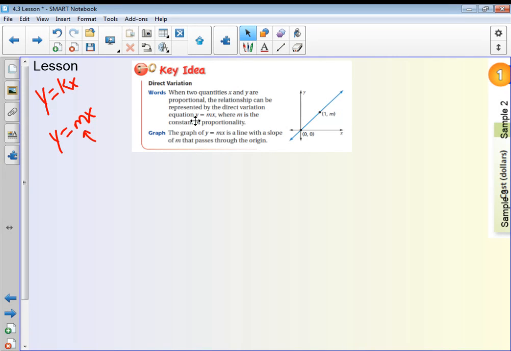When we graph this, we're going to be graphing y equals mx in a line with a slope of m, which passes through the origin, or 0, 0. So once again, it has to have a proportional relationship and it has to pass through 0, 0 in order for this situation to have a direct variation. So we're going to work a little bit with that.